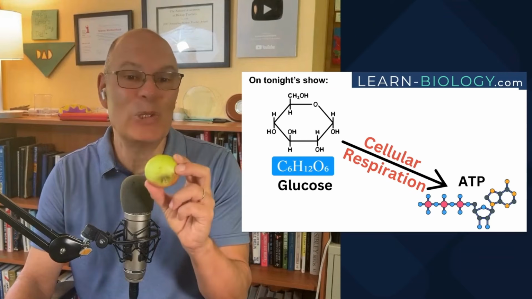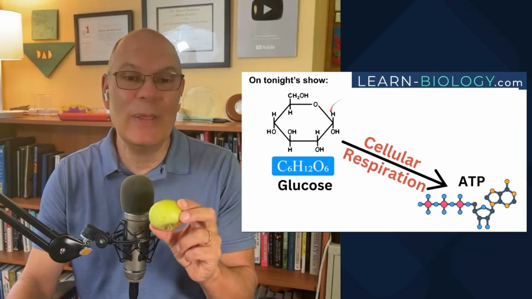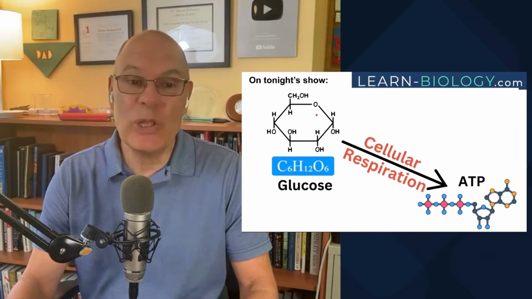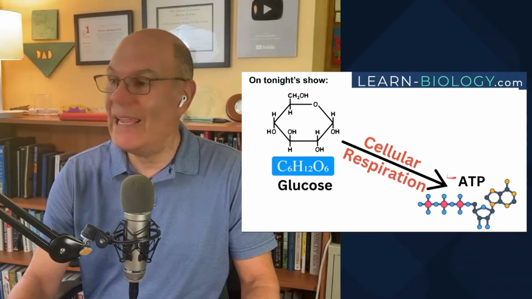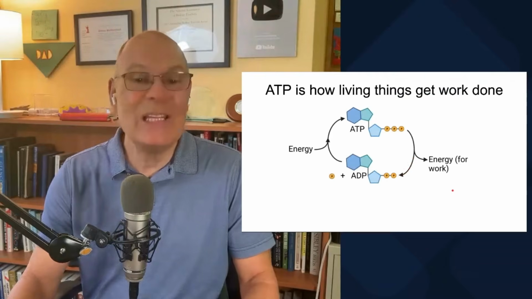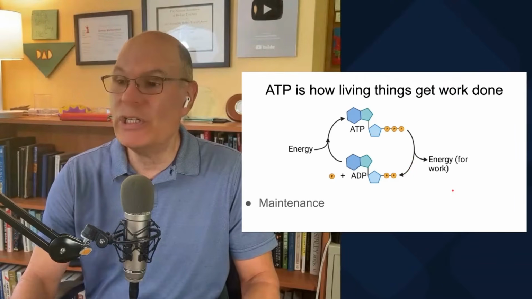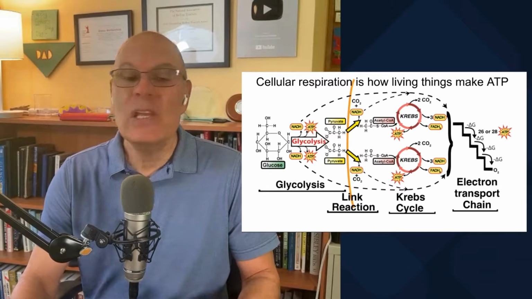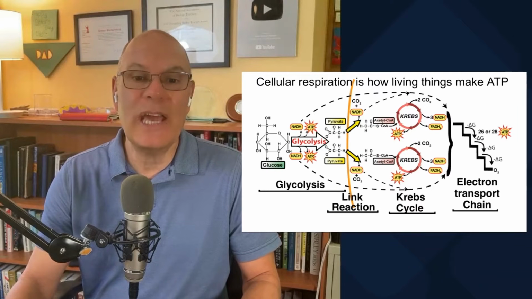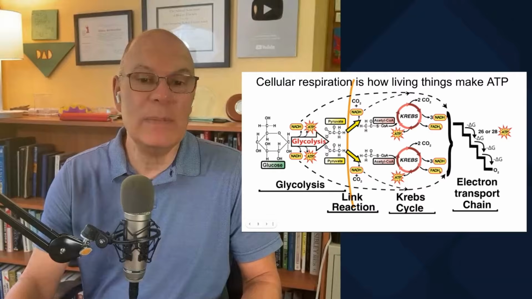This apple is a source of sugar, and living things use sugar so that they can do cellular respiration to make the molecule ATP. ATP is how living things get work done, how we do maintenance, how we do repair, how we reproduce. Cellular respiration is how living things make ATP.